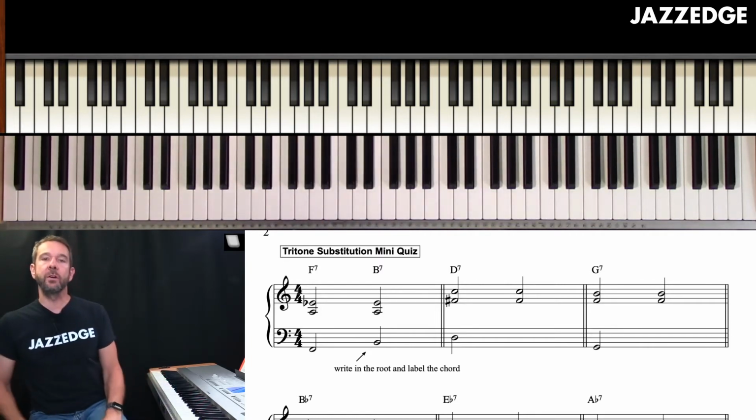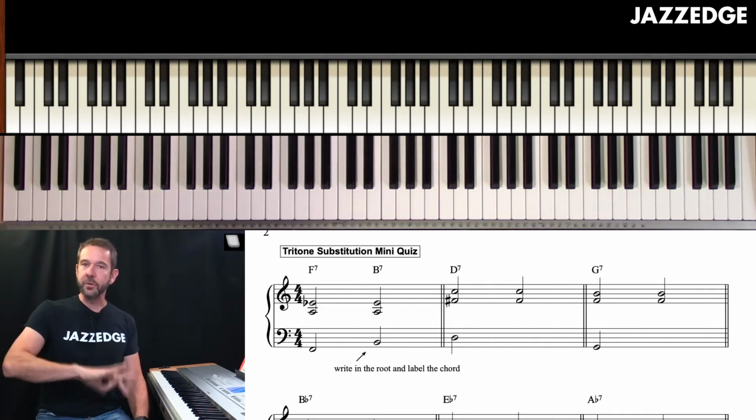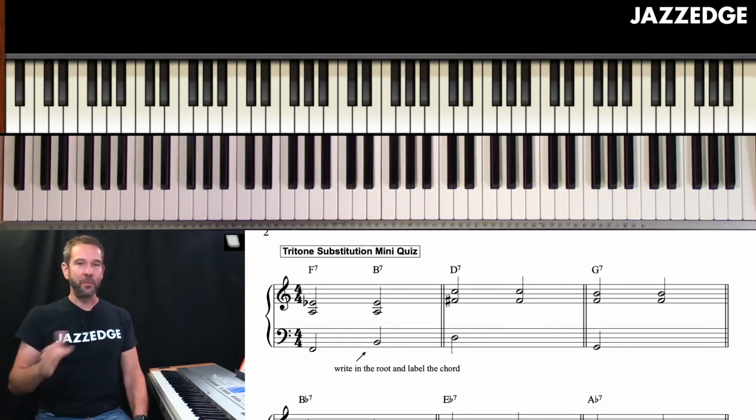No, it really just works on the dominant chords, okay? So it's just on the dominant chords that we do these tritone substitutions. We really don't do tritone substitutions on other chords.